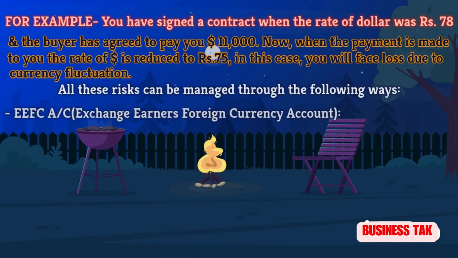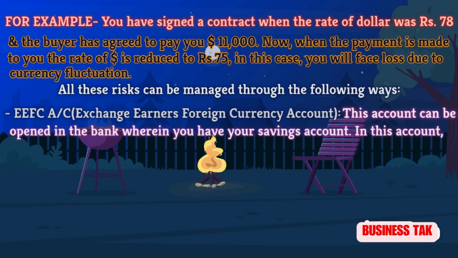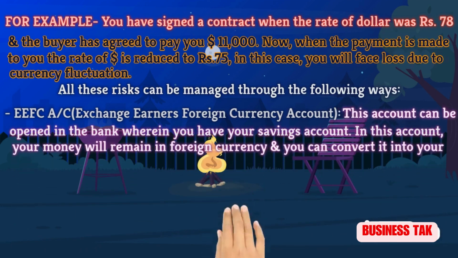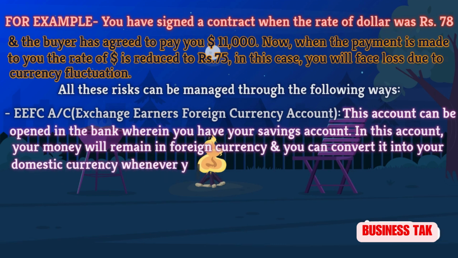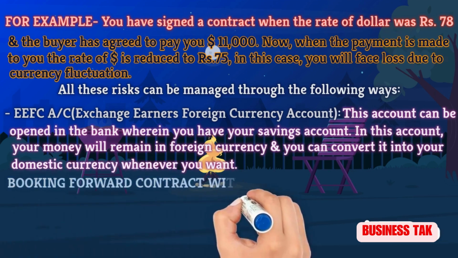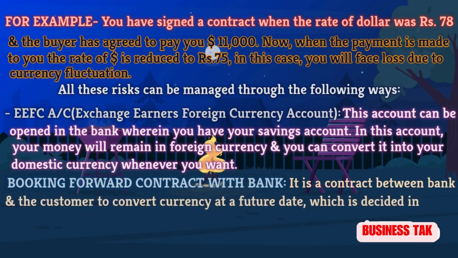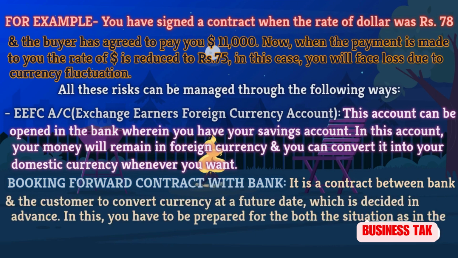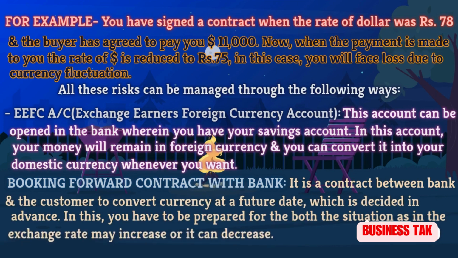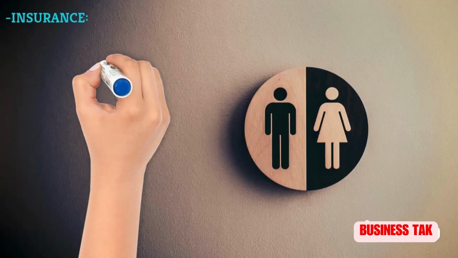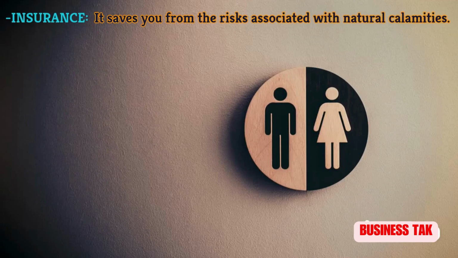These are: EEFC, Exchange Earners Foreign Currency Account. This account can be opened in the bank, wherein you have your savings account. In this account, your money will remain in foreign currency, and you can convert it into your domestic currency whenever you want. Booking forward contract with bank. It is a contract between bank and customer to convert currency at a future date, which is decided in advance. In this, you have to be prepared for both situations, as the exchange rate may increase or it can decrease. Insurance. It saves you from the risks associated with natural calamities.